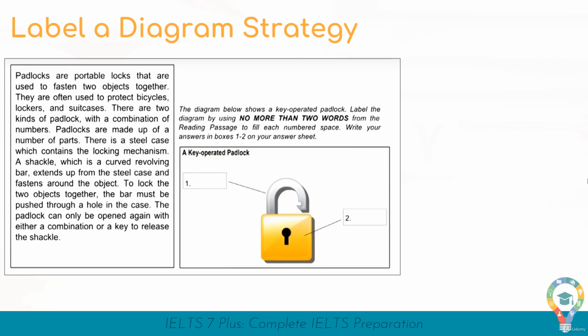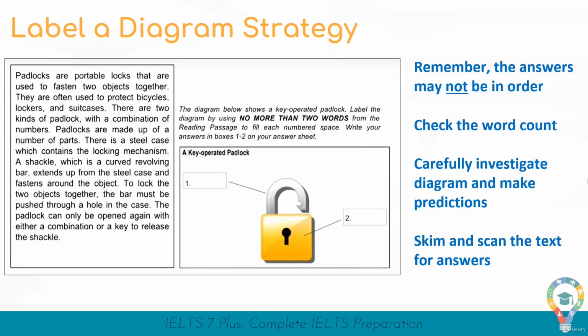Now let's take a look at the strategy I recommend you use for answering these question types. Firstly, remember that the answers may not be in order. Then read through the instructions as I have just done and pay careful attention to the word count. In this example, we say no more than 2 words. So if you write 3 words in your answer, you know that you will receive 0 marks for that.